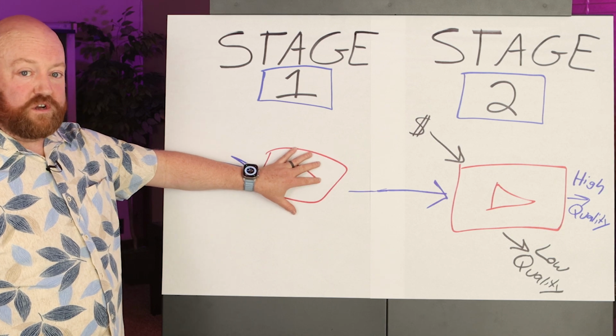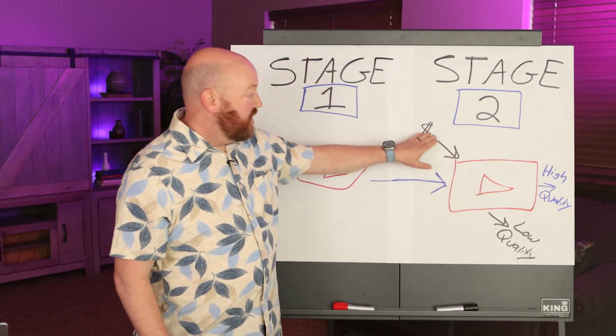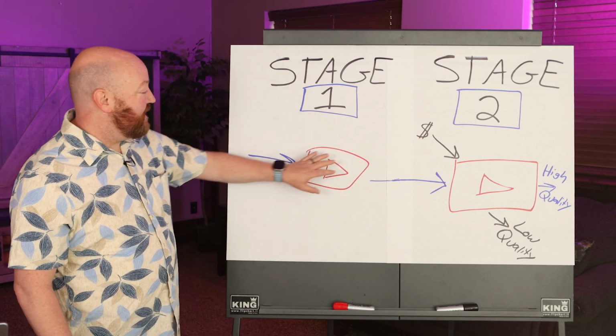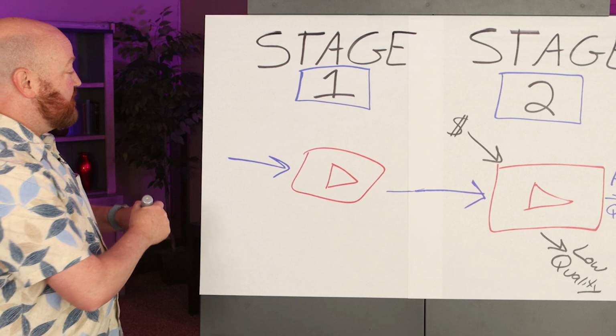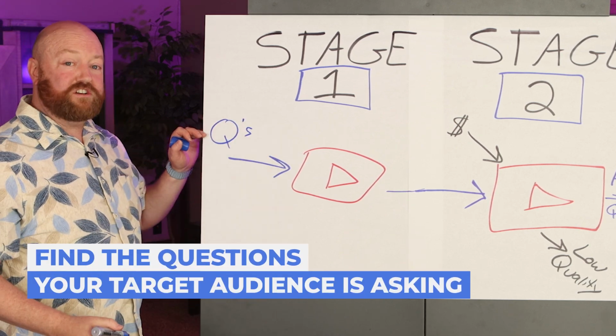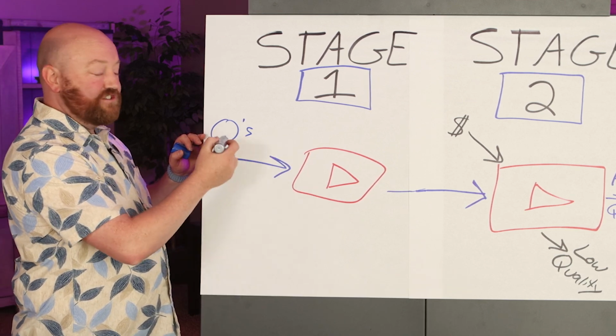Let's talk about stage one. We know how people get to a stage two video following this path. We just pay for those views. Okay, we pay for that traffic. But how do people get to this video? Well, we've got to find the questions. We've got to find the questions that your target audience is asking. So we simply make videos that answer their questions.